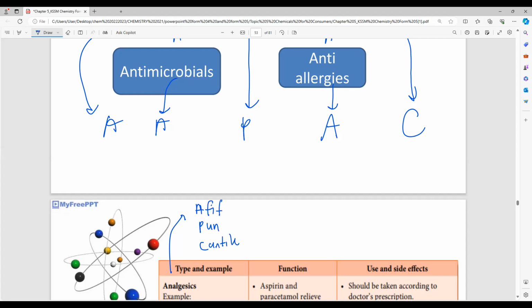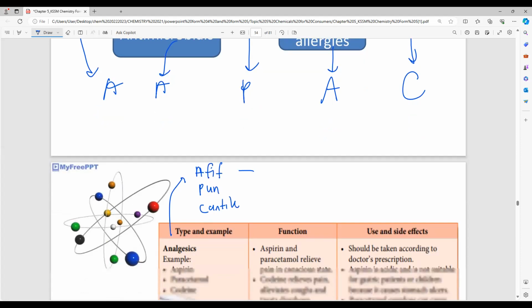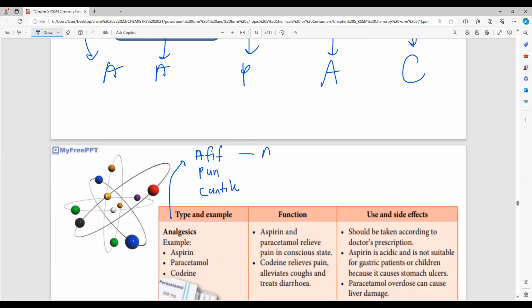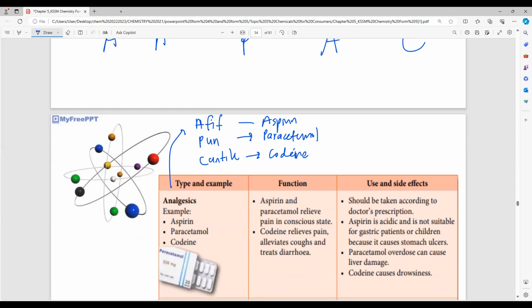Afif pun cantik. So analgesic is divided into: the first A is aspirin. All of you write as I write. Second one is paracetamol, and the third one is codeine. Remember codeine. So the first kind of medicine I'm teaching you is analgesic. Analgesics, there's no L there. Aku pun cantik: aspirin, paracetamol, codeine.